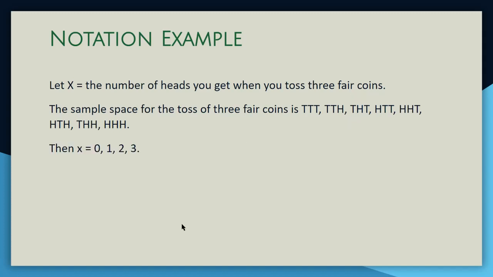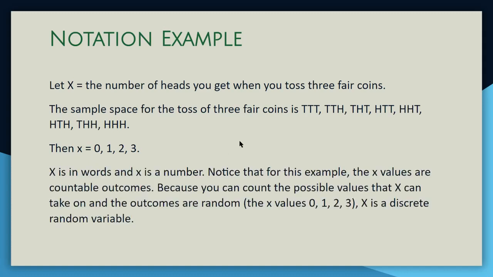So then X, and this is going to sound tricky when we know our sample space has 8 items in it, can take on the values 0, 1, 2, and 3. And the reason X is limited to 0, 1, 2, and 3 is remember that capital X is counting the number of heads you get. And if you look at each of those items in our sample space, there's either no heads, 1 head, 2 heads, or 3 heads. So the numbers that X can take on are 0, 1, 2, and 3. Again, capital X is in words, and lowercase x is the number.